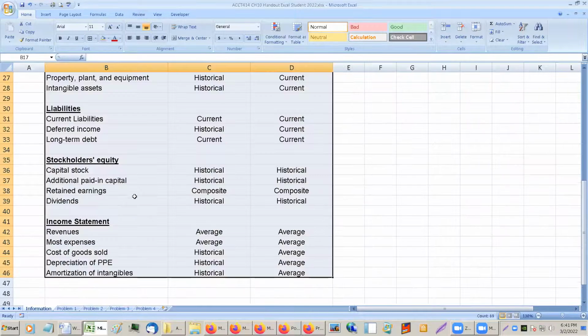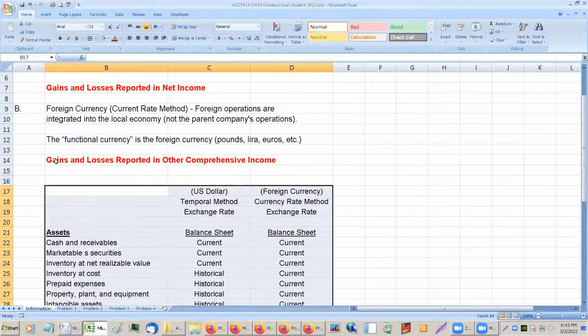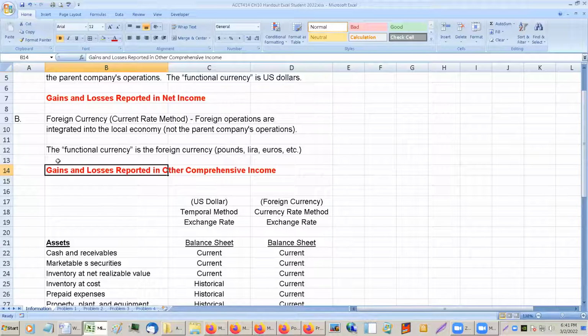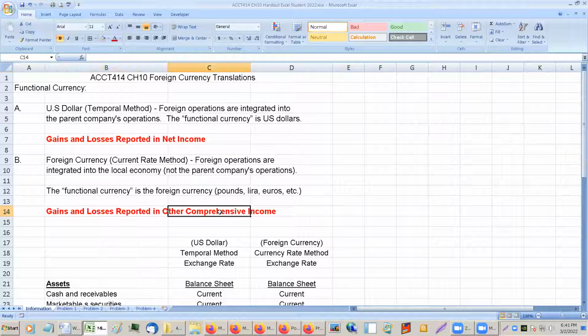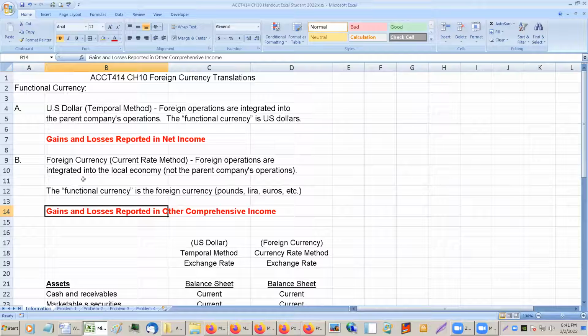And so where this would be shown is gains and losses reported in other comprehensive income. Have you guys talked about other comprehensive income in your other classes? Something that you do for the investment stuff, they'll talk about it.